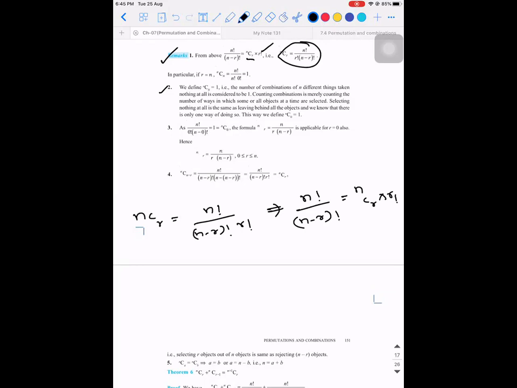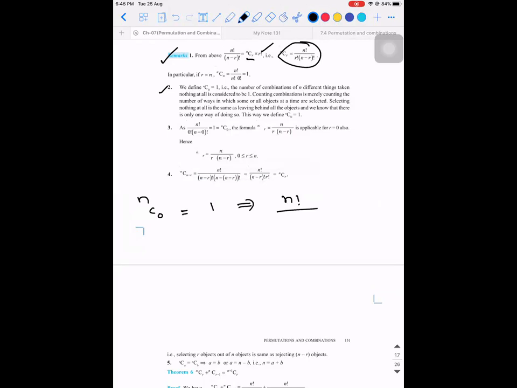Second, we define NC naught as 1. NC0 is equal to 1. This also you can derive: n factorial by n minus 0 factorial into 0 factorial. So n factorial by n factorial. What is 0 factorial? It is 1. This and this will get cancelled. Answer will be 1. So NC0 is 1.